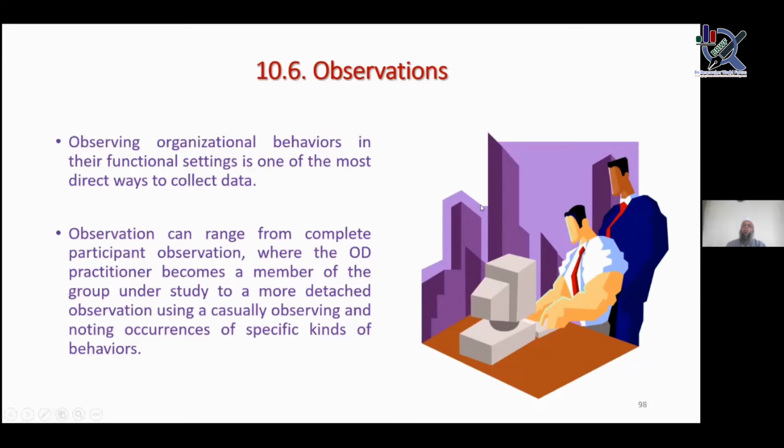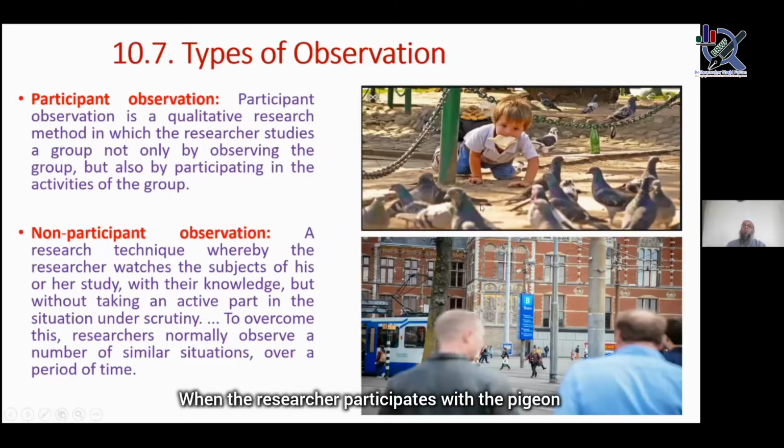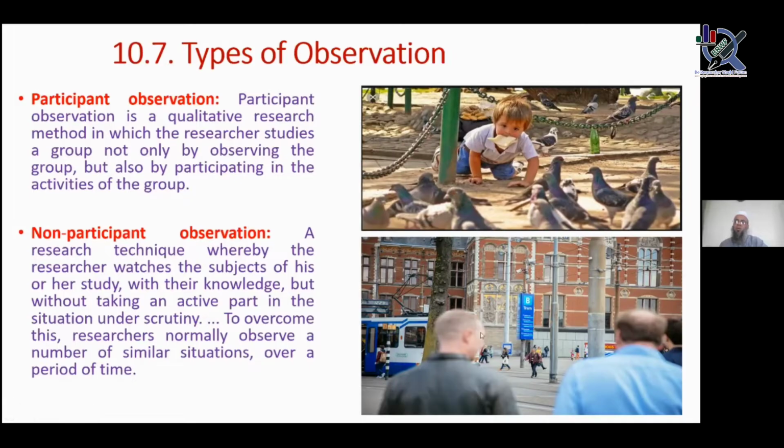One is participant observation. This is called participant observation, when the researcher participates with the pigeons; they are eating, they are taking their food, and this small baby is also taking their food. He is just mixed with them. This is called participant observation. Non-participant observation is when they are observing from afar how they are working and what their motive is. The researcher observes the subject from a little distance, and the respondents know that they are being observed, and the researcher also knows that. This is called non-participant observation. They do not participate with the subject.